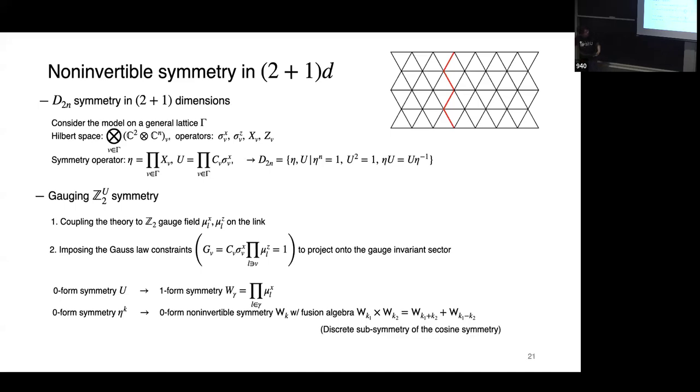So there are some discrete subsymmetry of the cosine symmetry. And actually, you can see that our constructions do not depend on the details of the lattice. So it can be generalized to arbitrary lattices and arbitrary dimensions. So this new quantum symmetry is still a product of gauge operators around the loop. And in higher dimensions, it will become a higher-form symmetry operator.